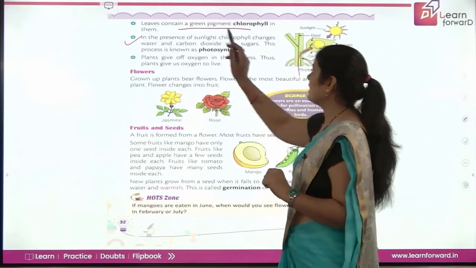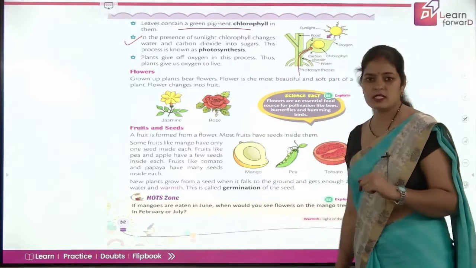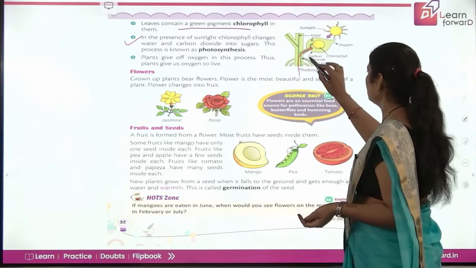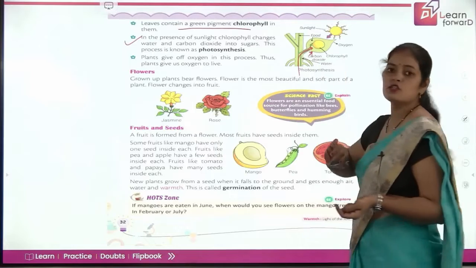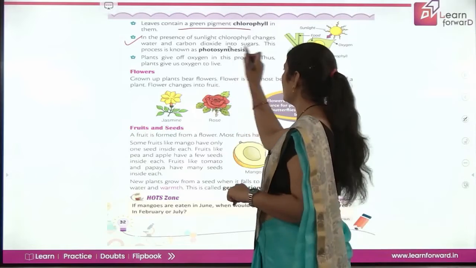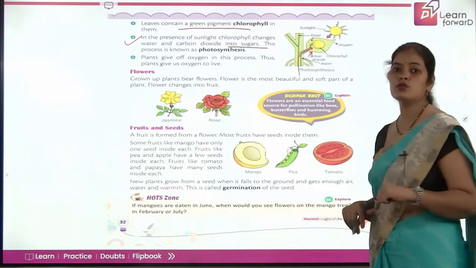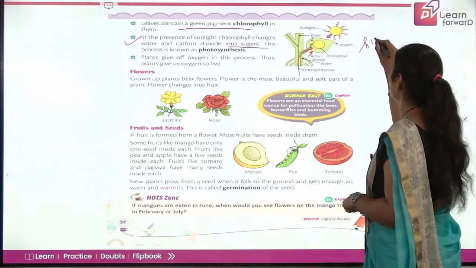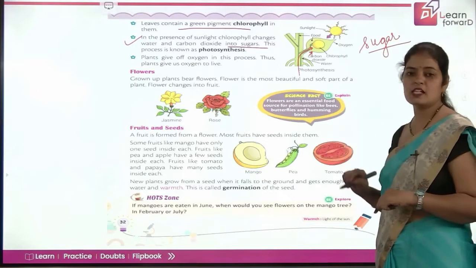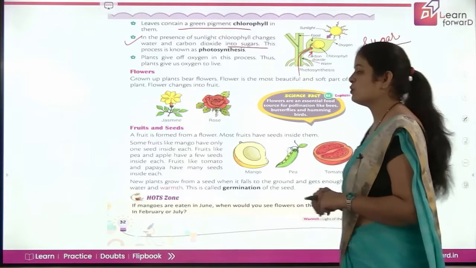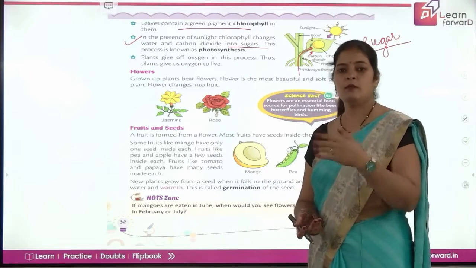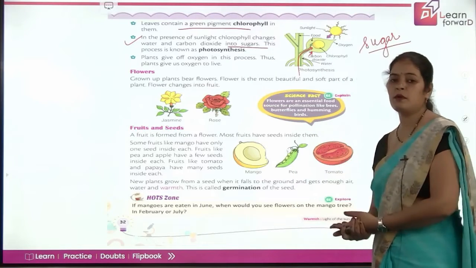So water and carbon dioxide. From where is this carbon dioxide coming? This is a gas present in the air. This carbon dioxide comes through the stomata, the same pores. So water and carbon dioxide have to be changed into sugar. What is sugar? Sugar is a food product. This sugar is utilized by the plants as food, and it is also stored in some parts of the plant that are edible. On those edible parts, we as human beings and other animals depend for our food.